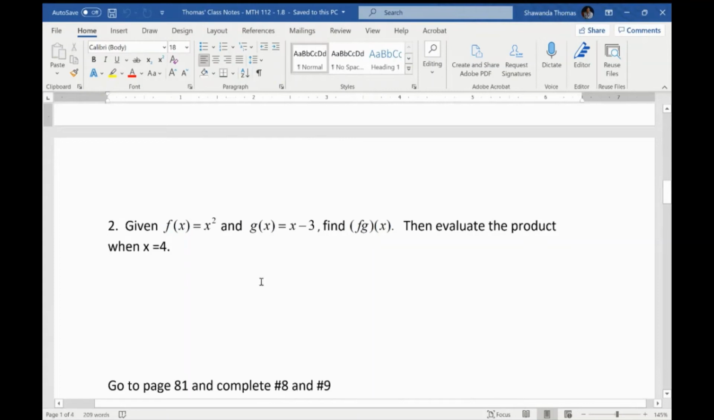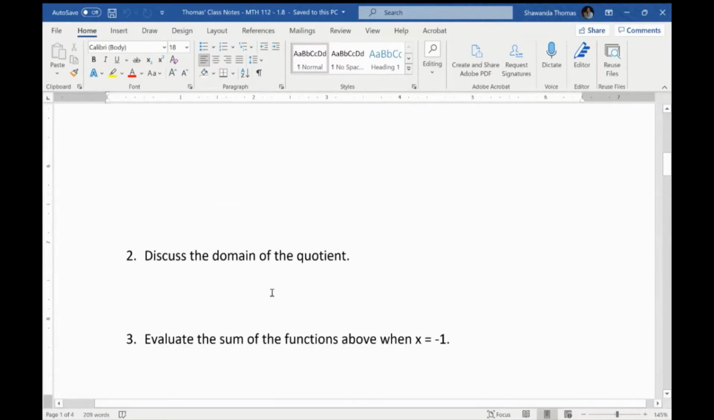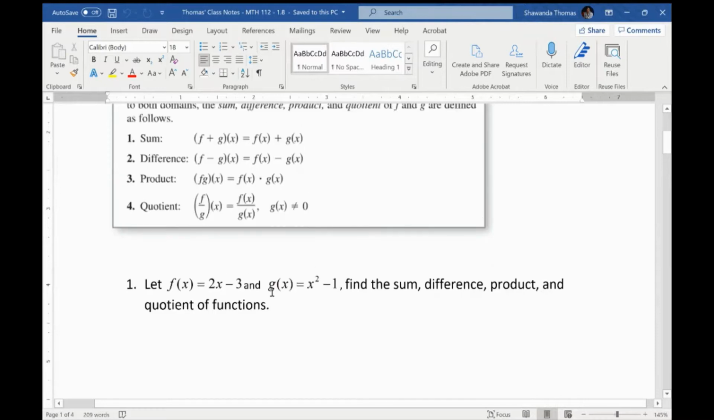Thank you. All right, let's move on to number 2 then. Given f of x equals x squared and g of x equals x minus 3, find fg of x. So again, I need y'all to remember these definitions here.